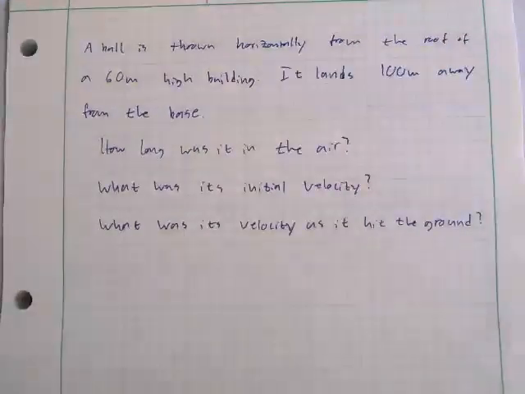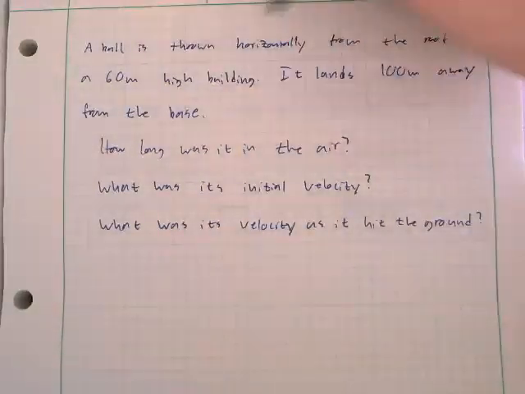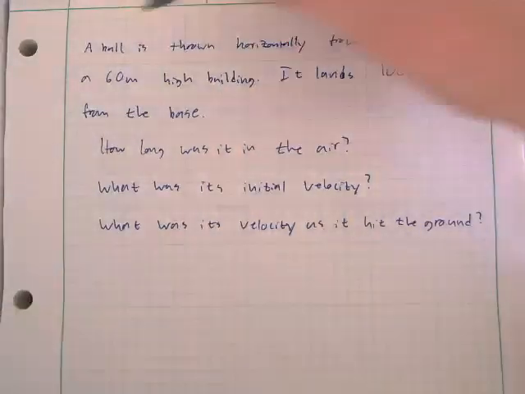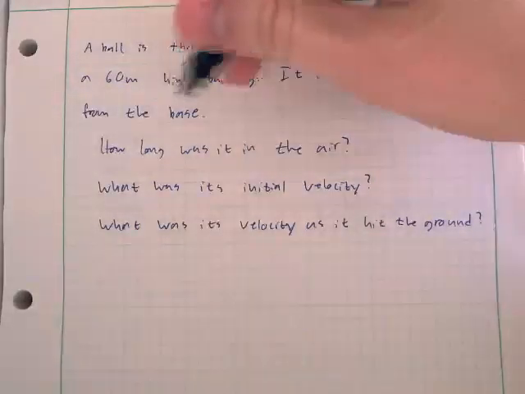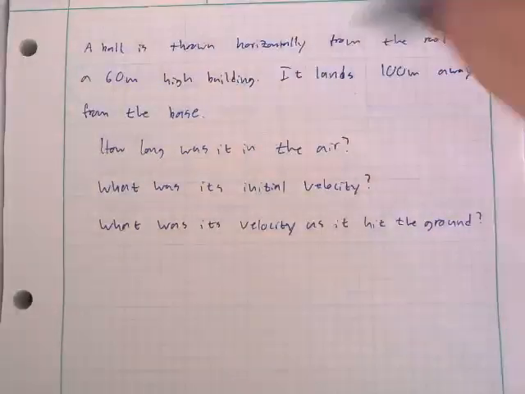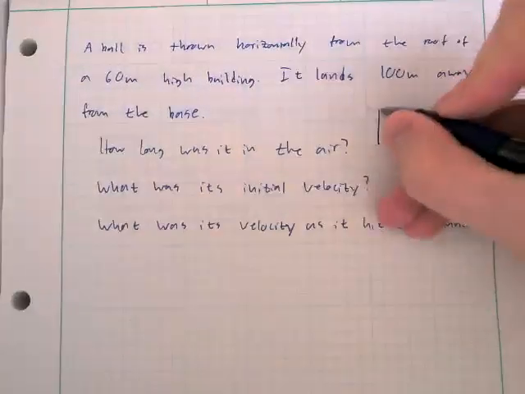Okay, let's work on some examples so you can see all of this in action. Our first example: a ball is thrown horizontally. Make sure we understand what that means. The ball is thrown horizontally from the roof of a 60-meter high building. It lands 100 meters away from the base of the building. So we're standing on top of a building. I can draw a small picture here.